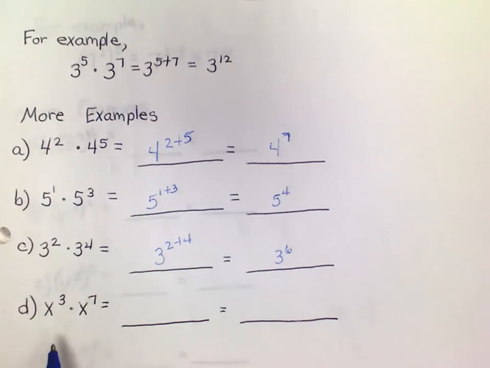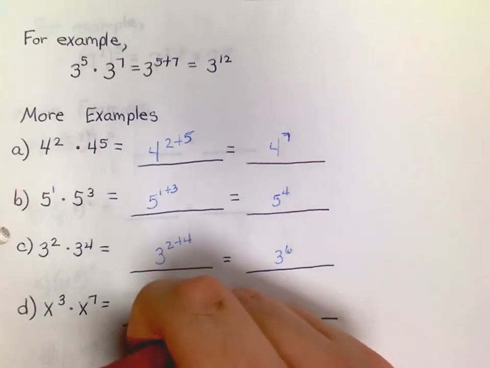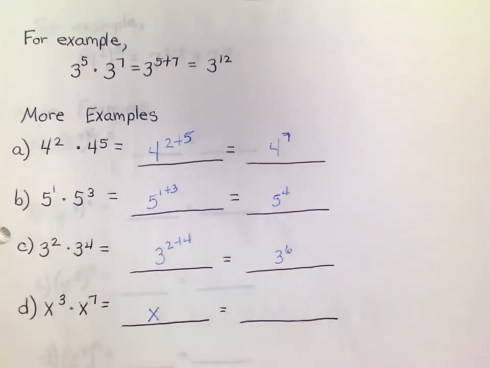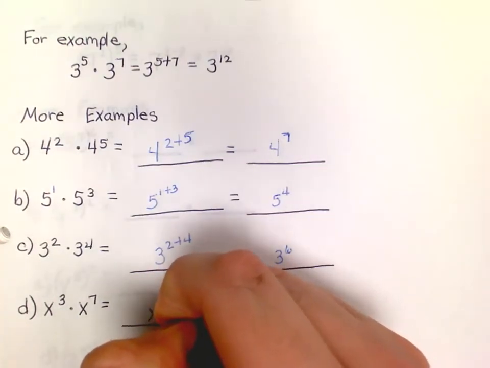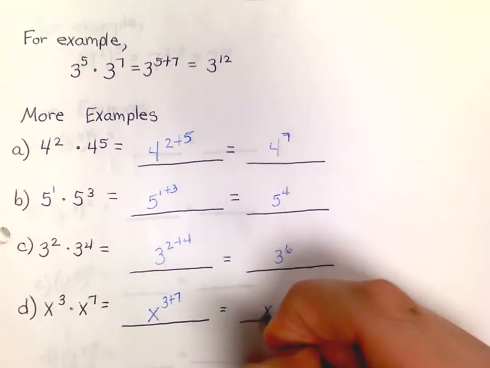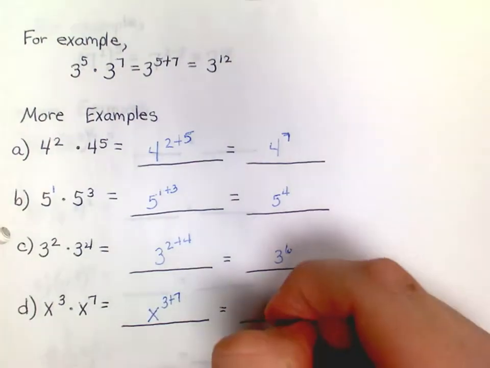Okay, now let's look at the one with the variables. We have the same base of x, so let's just rewrite the x. Now let's look at our exponent. We have a 3 and a 7. We're going to combine that, so let's just add those. 3 plus 7. And what does that expression reduce down to? x to the 10th power.